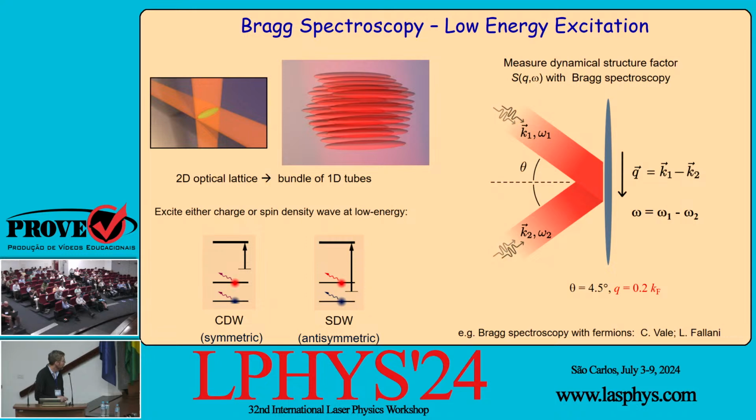So with a symmetric excitation, with the laser beam being tuned long distances, long frequencies relative to these two ground state sublevels, you excite a charge mode, or you excite a spin mode, which is an antisymmetric excitation, where the laser beam is detuned halfway between the spin up and the spin down atoms.